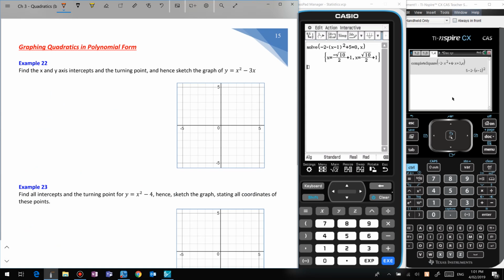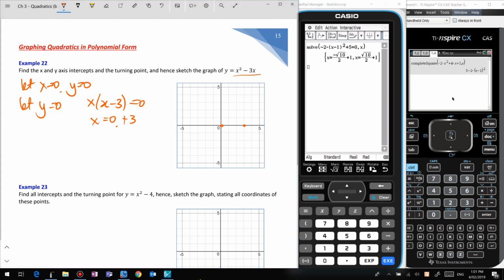Okay, this graph here, nice and easy. First thing we do, let x equals 0, y equals 0, so it's got to go through the origin. Let y equals 0, we get x minus 3 equals 0, so x equals 0 or plus 3. We've got our x and y-intercept, now to find our turning point, we can complete the square, or we can sub in the halfway point.